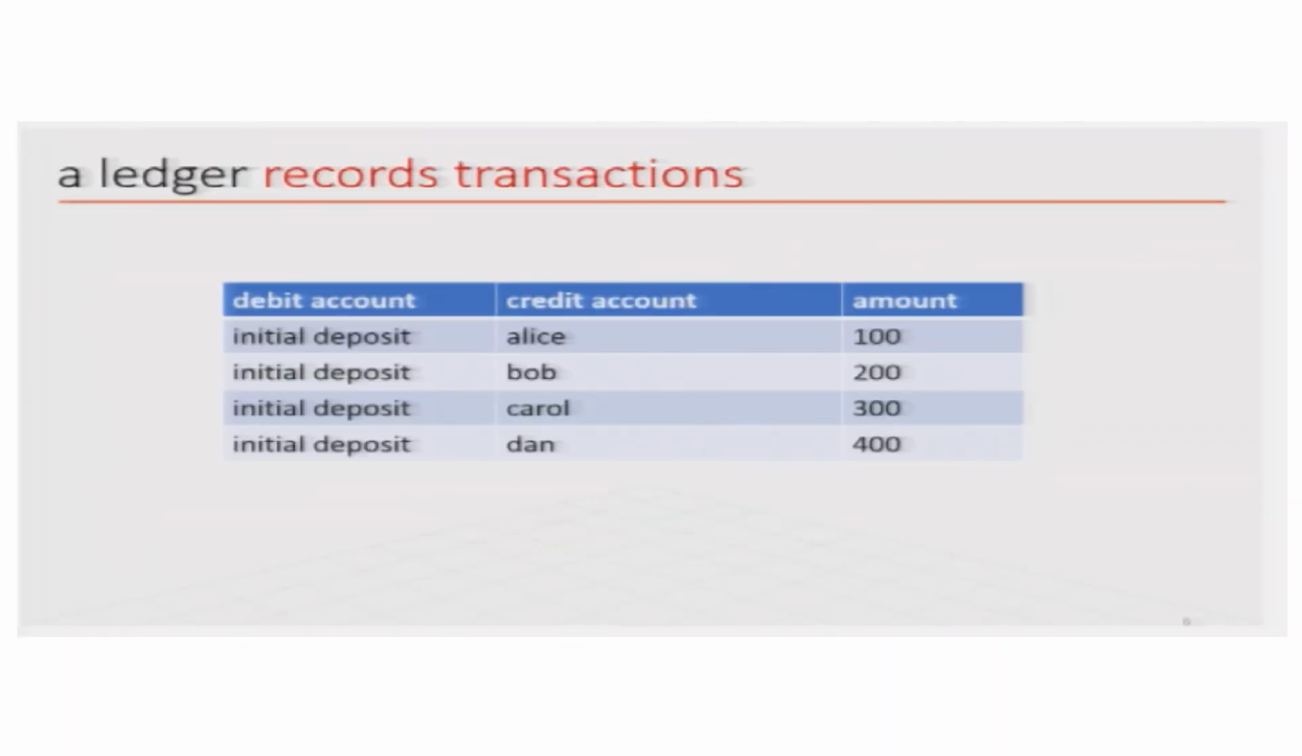But we want to remember all transactions, and we want to make sure all transactions are made by legitimate people, and we want to also make sure that the transaction actually is a valid transaction. So, now if we instead keep a record of transactions, you see here that we have a record of transactions. When Alice opens her account, she makes an initial deposit of amount 100, Bob makes an initial deposit of 200, Carol makes an initial deposit of 300, and Dan makes an initial deposit of 400. So, initial deposit is one of the transactions, so it has to be put in the ledger.